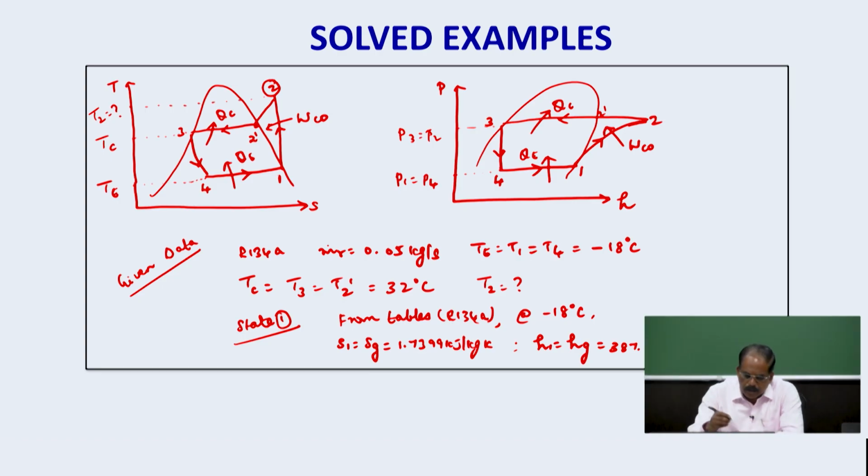Next, if we want to find the enthalpy at state point 2, we should know the temperature, and state point 2 is in superheated condition. So the enthalpy value cannot be taken directly from the tables. We need to calculate it. Of course, enthalpy at 3 can be easily taken from the tables, which is equal to H4. And before finding the enthalpy at state point 2, that is H2, we need to find the temperature T2.